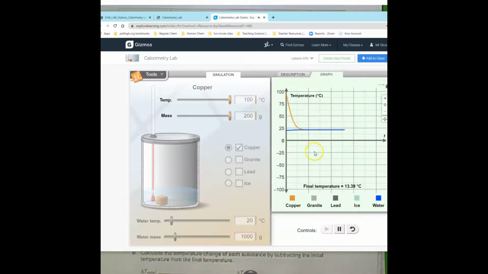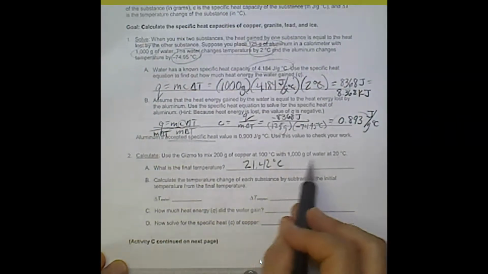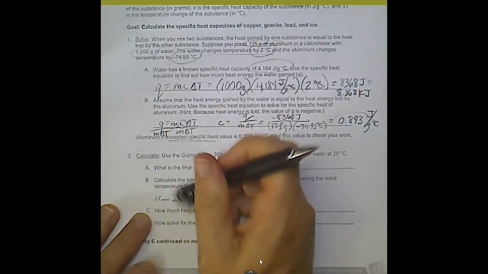There's our graph, and it says record the final temperature, which we see is 21.42 degrees Celsius. Calculate the temperature change of each substance by subtracting the initial from the final. I totally disagree. It's final. Oh, yeah, from the final. Yeah, so final minus initial. Let's do that. So what's our initial of the water? Our initial temperature was 20 degrees Celsius.